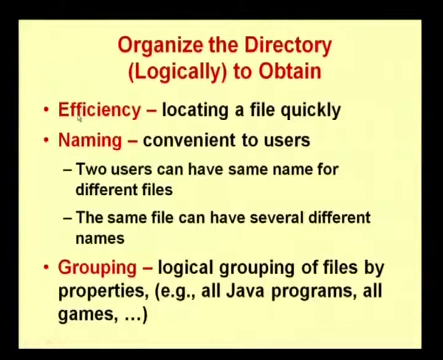So let us see over here. It has one as efficiency. Efficiency is locating the file very quickly. Then naming. Naming is which is convenient to users. Then grouping. And when we are going to see efficiency, locating the file quickly, when you are going to store, we can track or trace the file if it is being stored inside a C drive or inside a D drive.